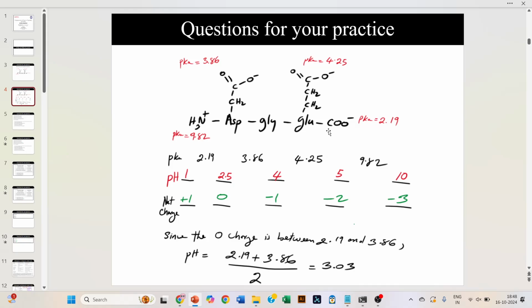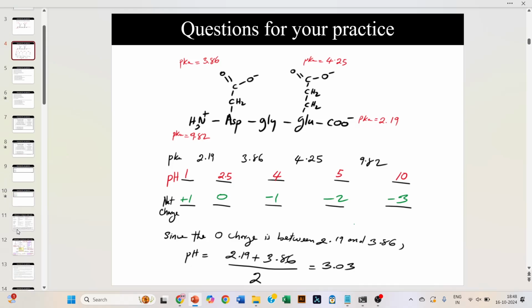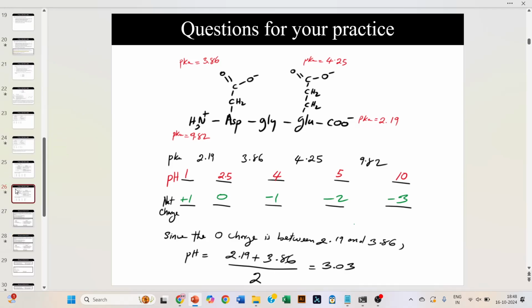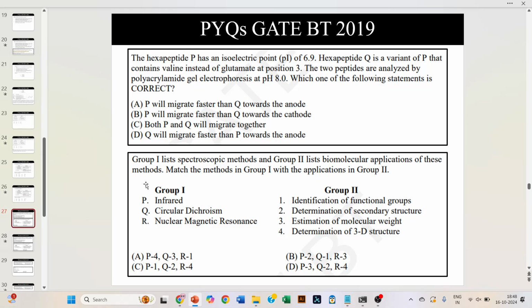If this is glutamate, then the pKa is going to be low. And if the pKa is low, it is going to become negative quickly. If the pKa is not that low, it is going to carry positive charge. And then what is going to happen at pH 8? That is what they have asked, right? Then you can estimate which is going to be negatively charged and which is going to be positively charged. For this one, C is the right answer.